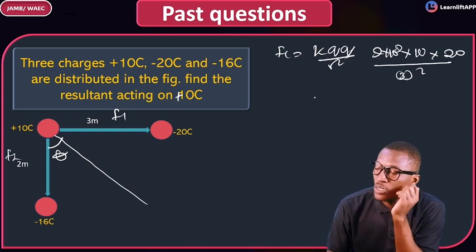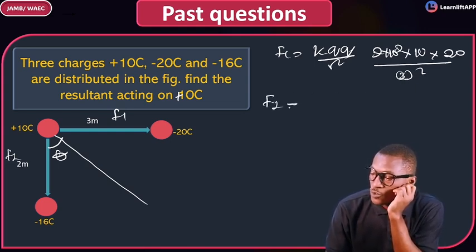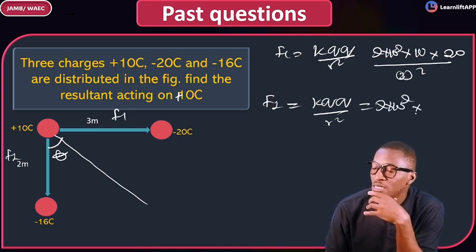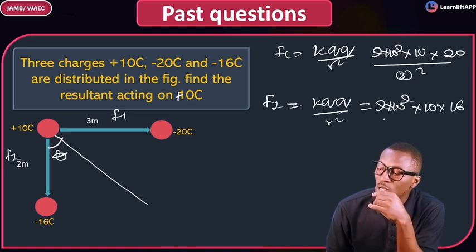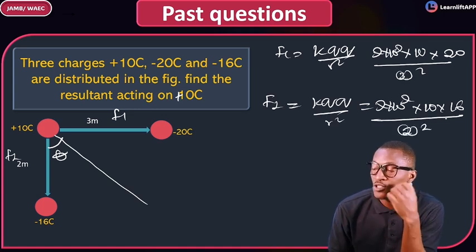3 all squared. So we're going to get our first 2. What will it be? First 2 will also be the same thing. KQQ all over R squared is equal to 9 times 10 raised to power 9 times 10 times 16. We're not putting the sign. Don't put the sign, it is just to show the polarity or the nature of the charge.